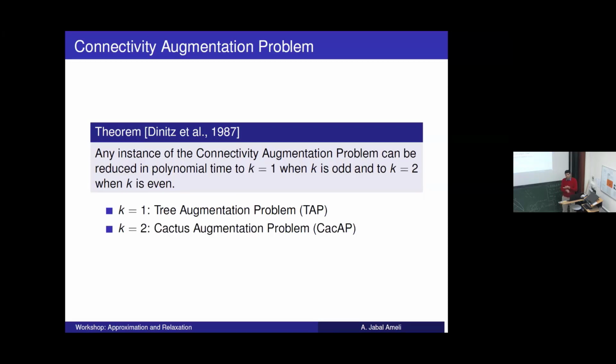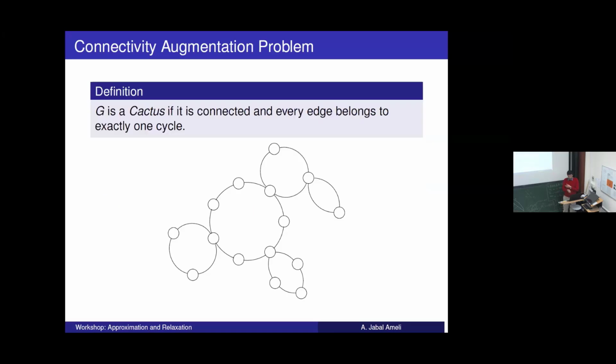which is the tree augmentation problem, and the case where k is equal to 2, which can be further reduced to the case where the input graph G is a cactus, and hence we call it the cactus augmentation problem. For those of you who do not know what a cactus is, a cactus is a graph that is connected, and every edge of the graph belongs to precisely one cycle. So as you can see here, basically a cactus is a collection of cycles that are joined through a tree structure.